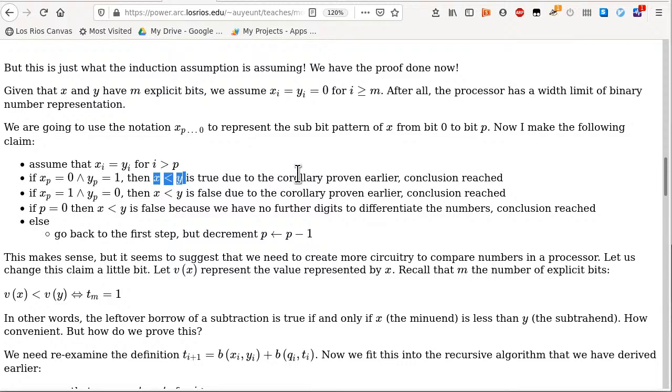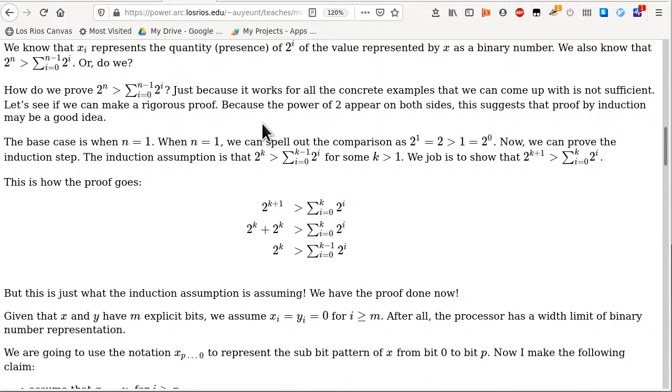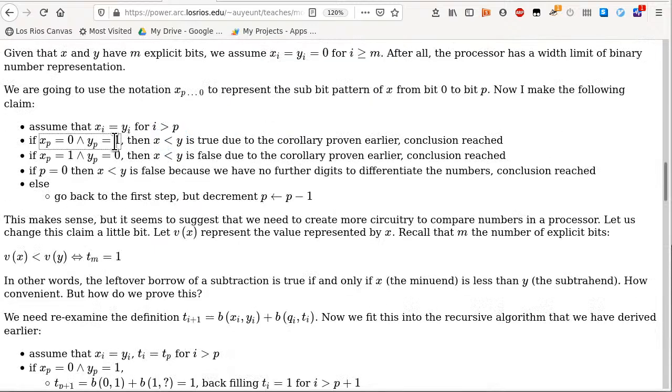And it has to do with the theorem that we have already proved earlier, which is this part here. Because in this case, if yp is a 1 but xp is a 0, even if all the bits to the right hand side of bit p of x are 1s and all the bits to the right hand side of bit p of y are 0s, even if that were the case, x is still less than y, and that has to do with the theorem.